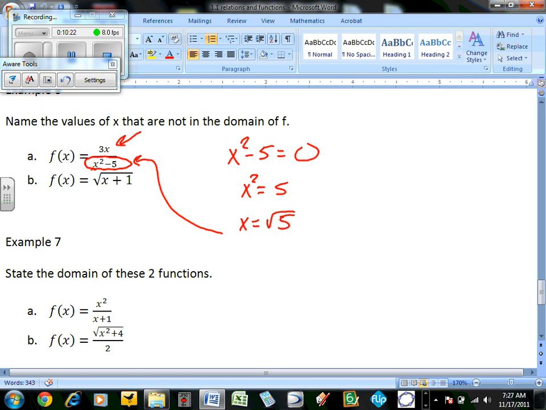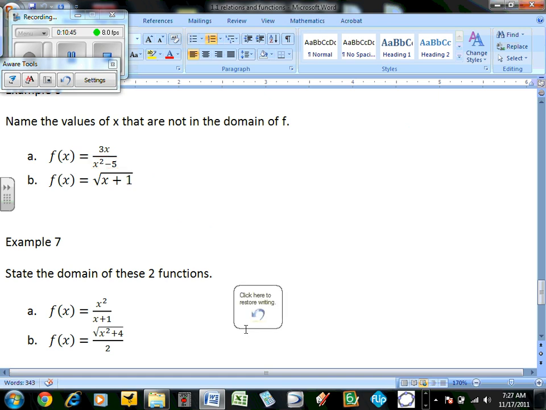And that would make it undefined. So the domain for this function a would be all real numbers. I denote it as ARN, all real numbers, except x equal to plus or minus the square root of 5. Sorry, when you take the square root, it should be plus or minus. Plus or minus the square root. So there's two values there where my x cannot be, so they can't be in the domain.